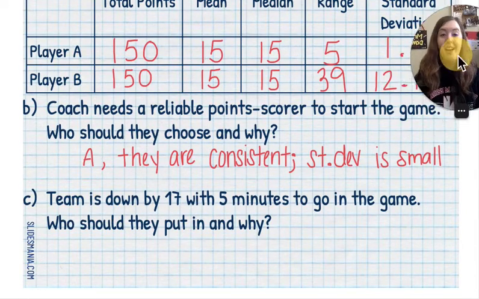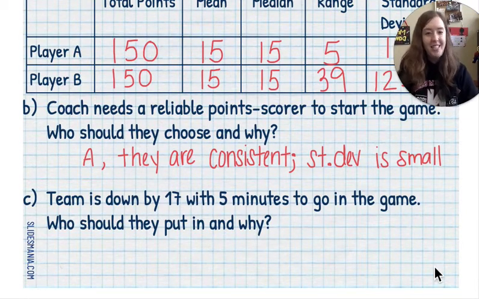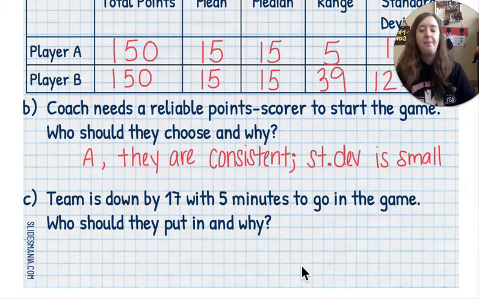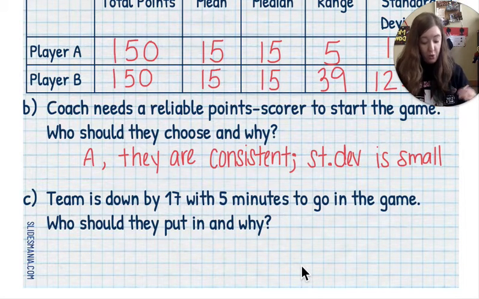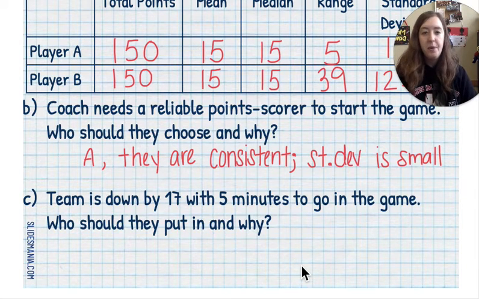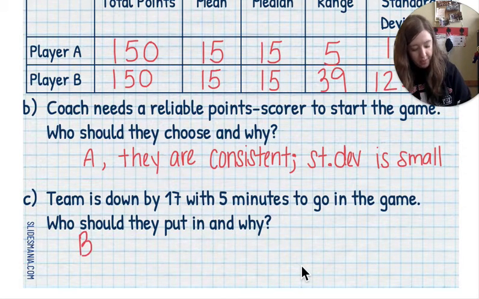Now, if the coach is down by 17 with 5 minutes to go in the game, who should they put in and why? Go ahead and give me an answer, see what you think. So, in this case, if you wanted to say, I would keep A in because they're the most consistent, I could understand that. However, I would put in player B.